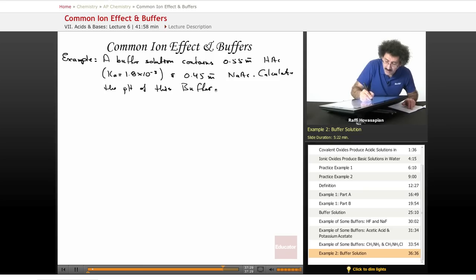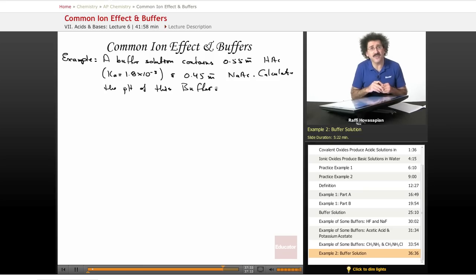Well, guess what? We already did this problem. We just did it a minute ago when we did the hydrofluoric acid and the sodium fluoride. We called it the common ion effect. Well, this is it. We have a common ion, the acetate ion. We have acetic acid, sodium acetate. We have a common ion situation. We have a buffer solution. Let's see what's going on here.